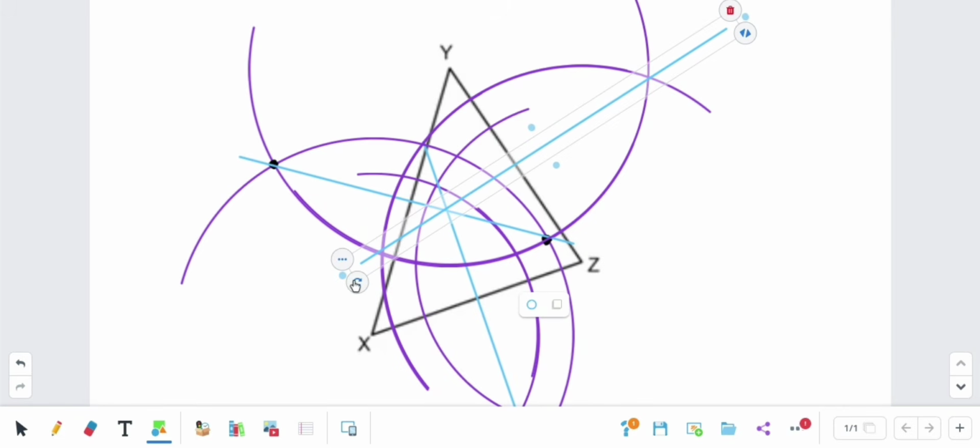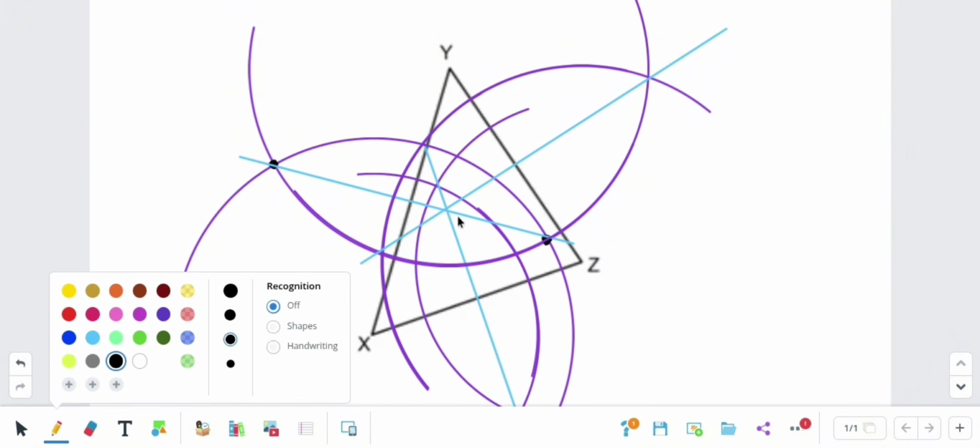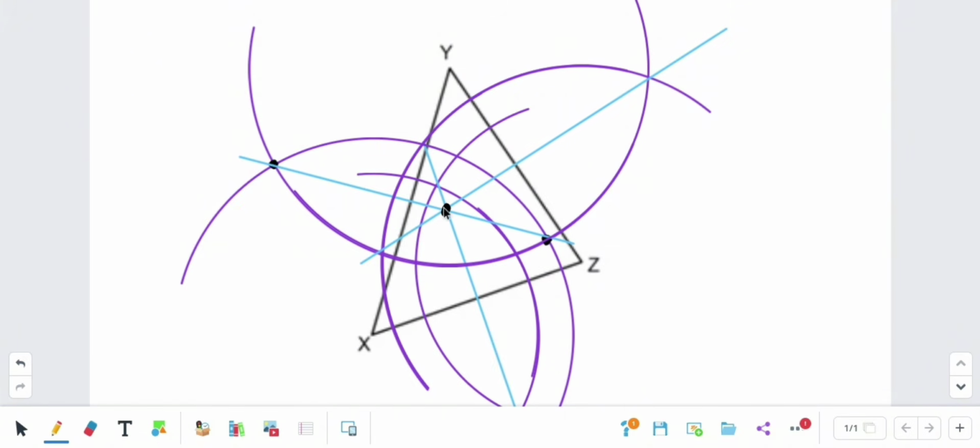Okay? And then your circumcenter is going to be this point right here, where they all intersect, all three perpendicular bisectors. So it's the point of intersection of the perpendicular bisectors. Okay, so that is how you perform the circumcenter.